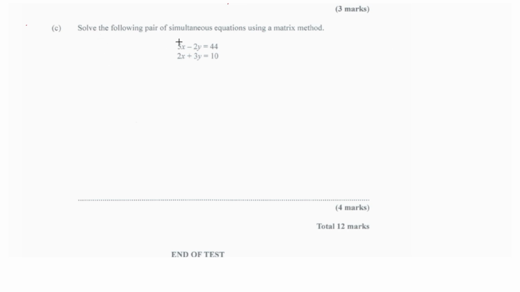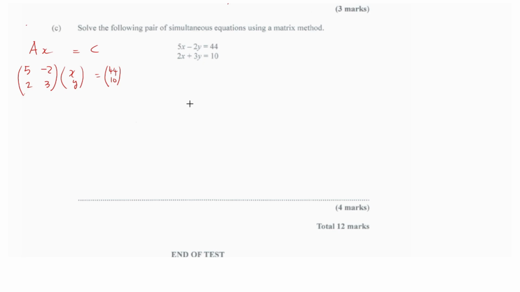So we are asked to solve the pair of simultaneous equations using a matrix method. So here we have the pair of simultaneous equations. First we need to write it in matrix form, in the form A x equals C. So here A would be the 2 by 2 matrix, 5, minus 2, 2, 3, times x, y, and that equals 44, 10. So that's the first step. You write it in matrix form.